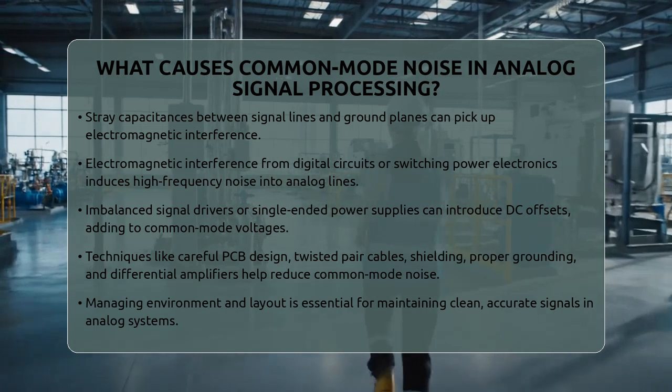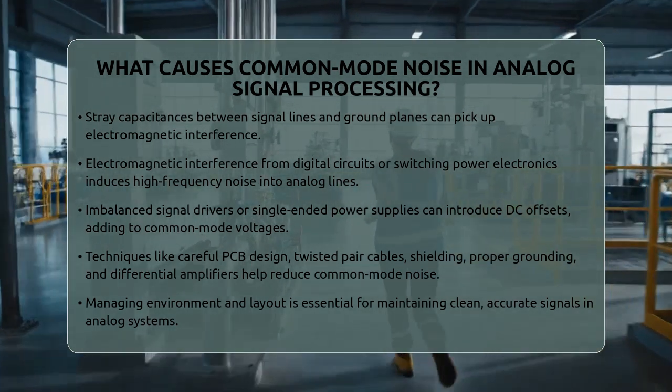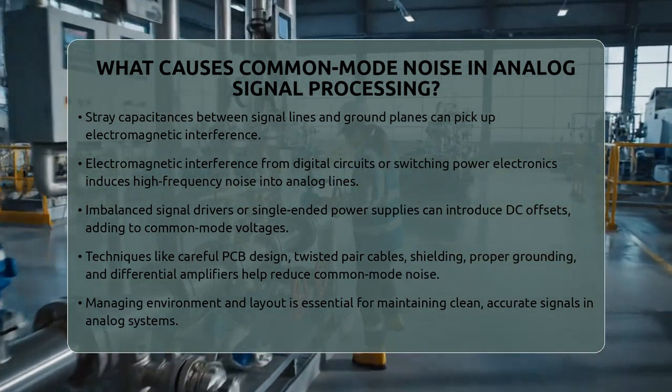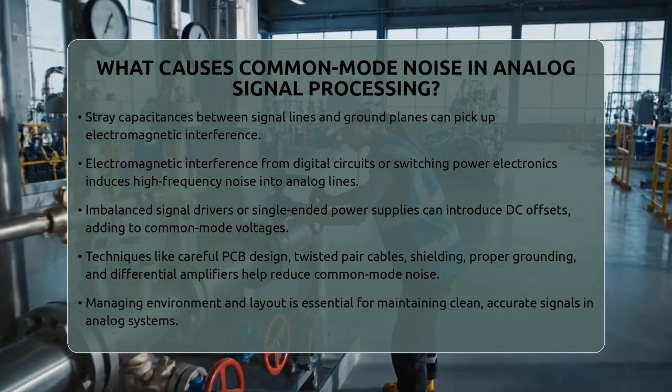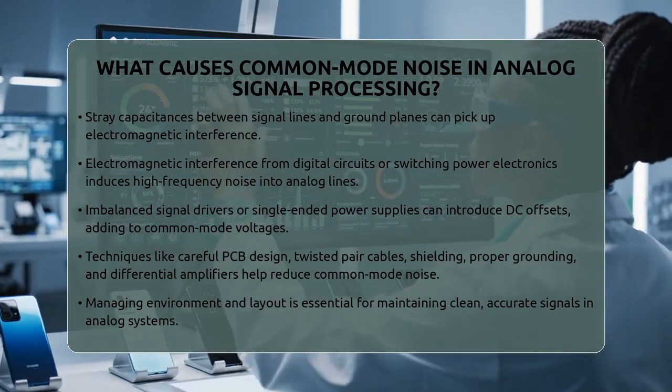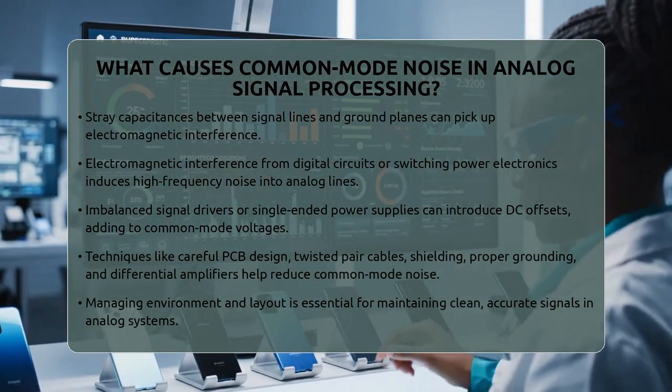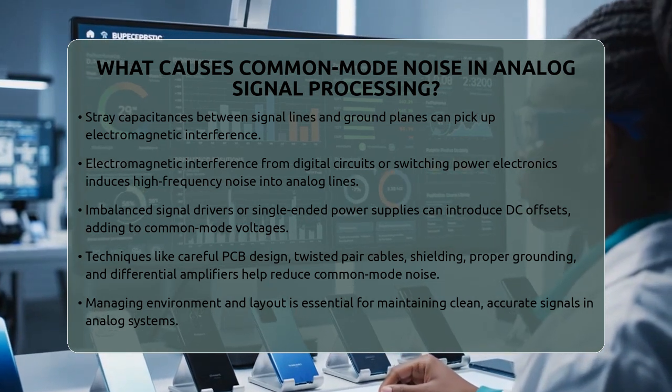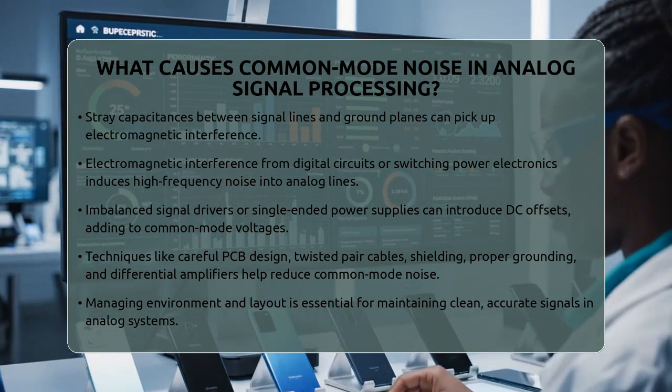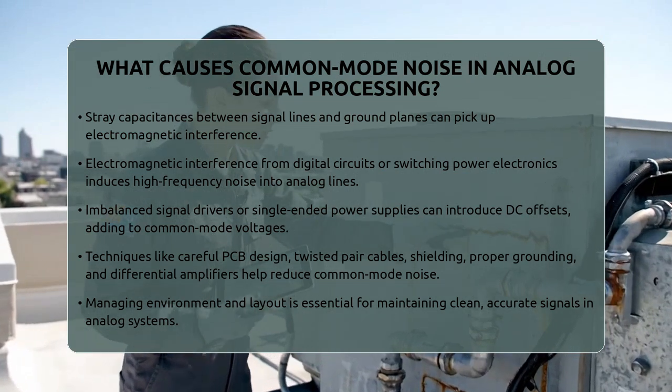To reduce this noise, engineers use techniques like careful PCB layout to keep lines symmetrical, twisted pair or shielded cables to cancel out interference, proper grounding to avoid ground loops, and differential amplifiers with high common mode rejection ratios.